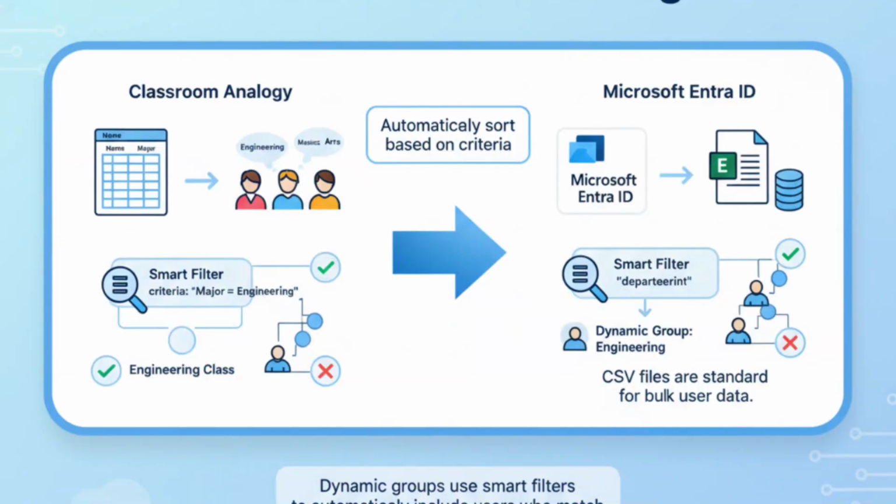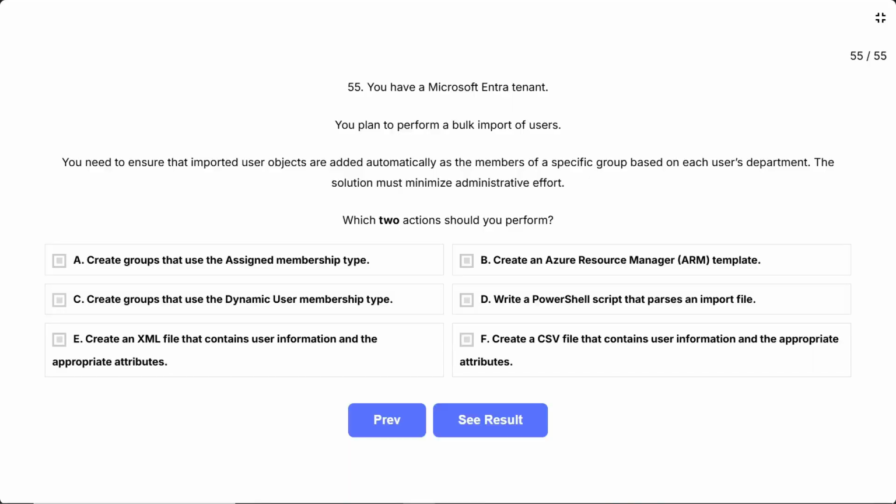Think of it like organizing students into class sections automatically based on their major. You want the system to read each student's major from a spreadsheet and place them in the right class without manual sorting. Dynamic groups work like smart filters that automatically include users who match specific criteria, like department engineering. And CSV files are the standard way Microsoft Entra accepts bulk user data.